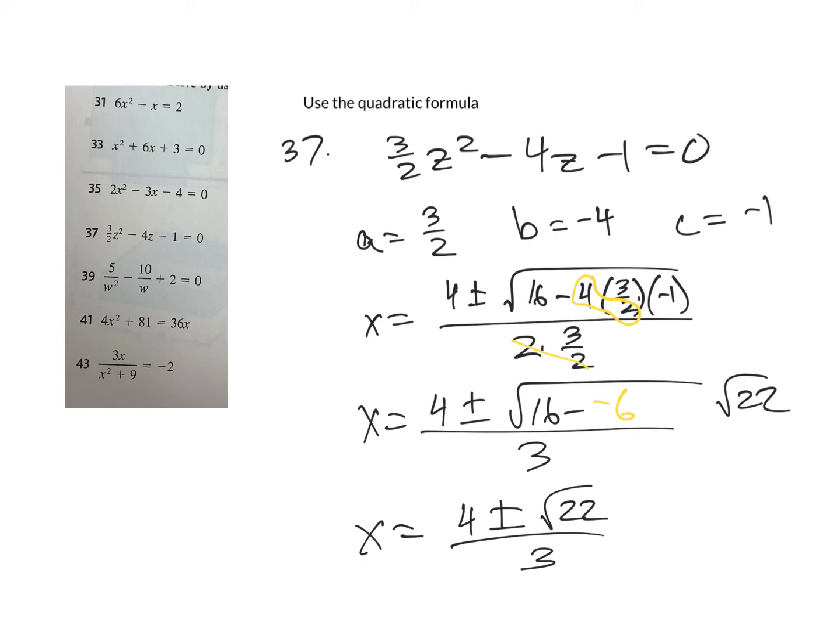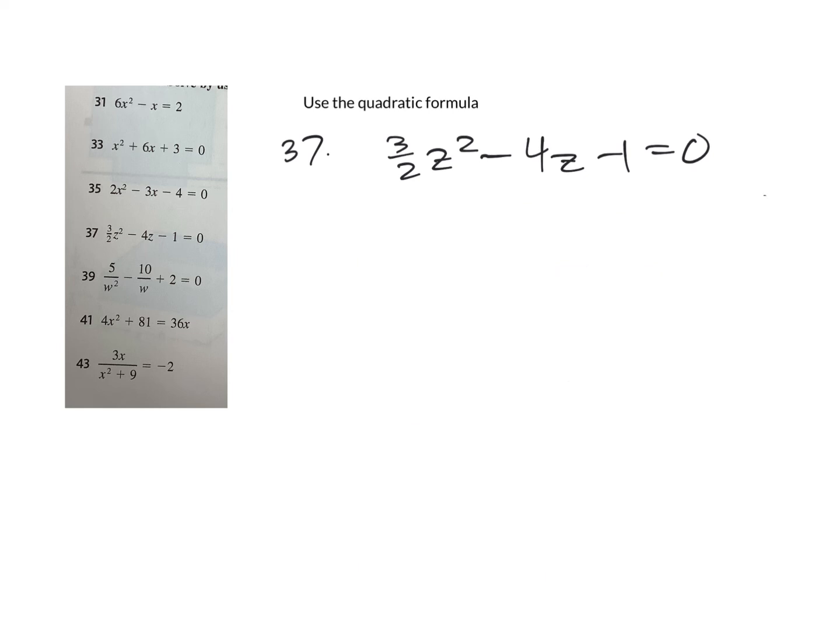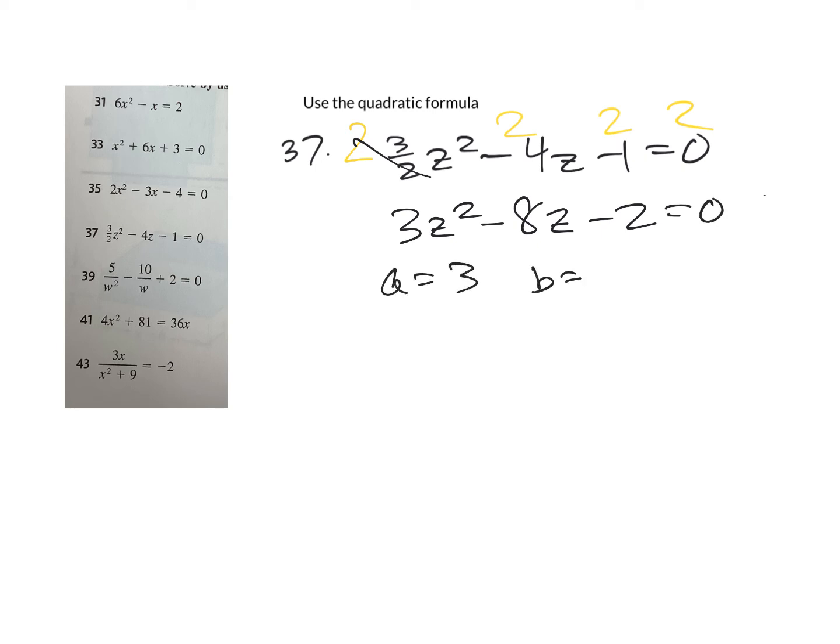All right, so I want to show you something here. Okay, look what happens when I multiply everything by 2. I'm going to multiply everything by 2. Remember, you have to multiply every term. So those 2's reduce out. 3z squared minus 8z minus 2 equals 0. So a is 3, b is negative 8, and c is negative 2.